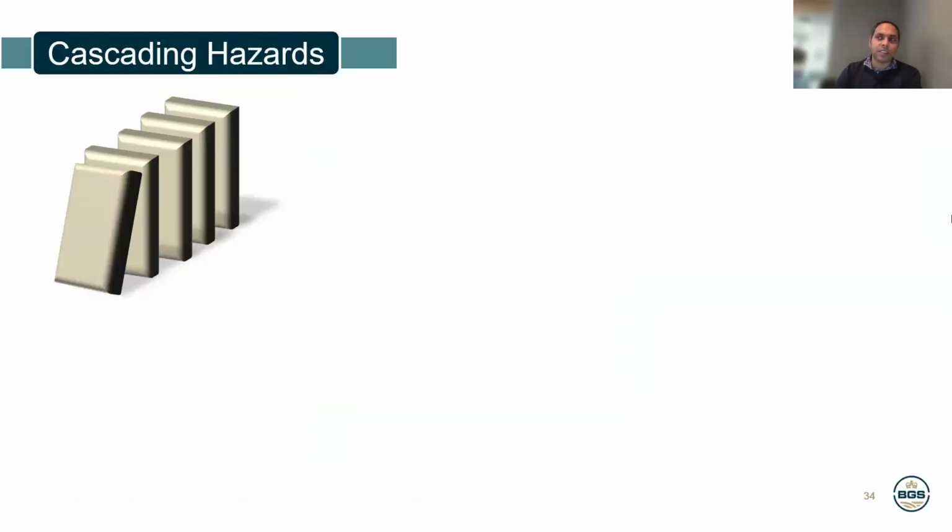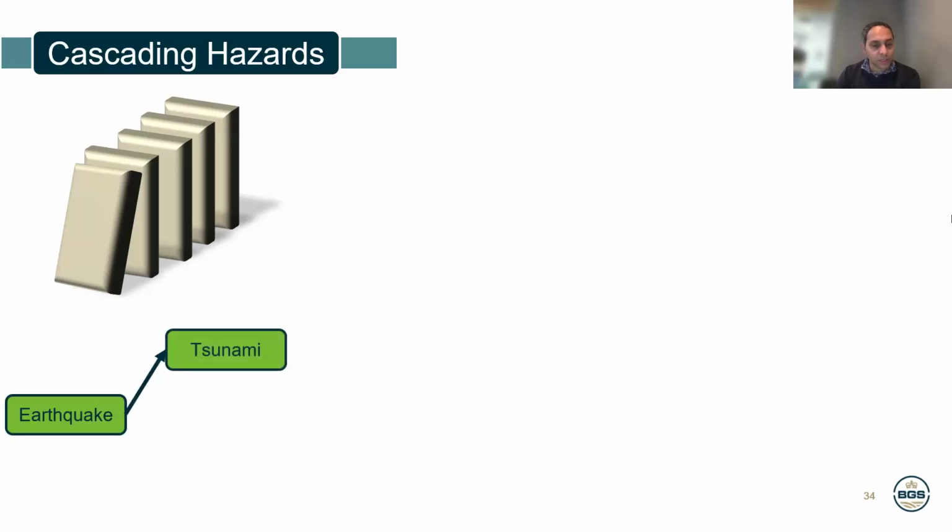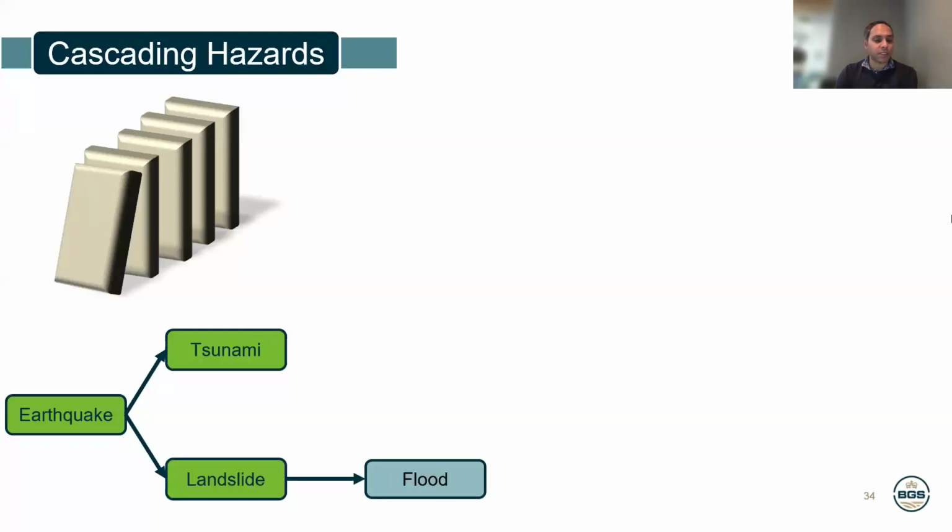But the problem is the world is not just earthquakes. And this is part 2 of my talk. The world is more than just an earthquake. They have what we call cascading hazards or multi-hazards. And a very simple one is an earthquake can trigger a tsunami, especially on the coast, if it's in the oceans. They can trigger landslides. Landslides can block rivers, and those rivers can flood. This is a simple multi-hazard cascade.